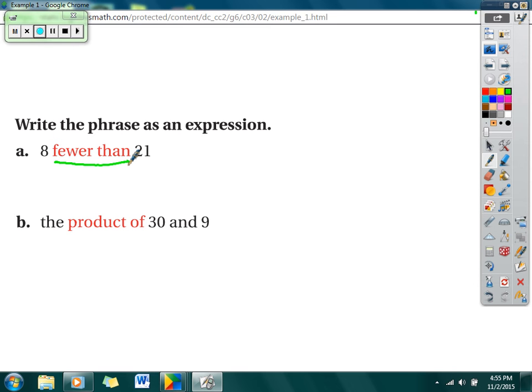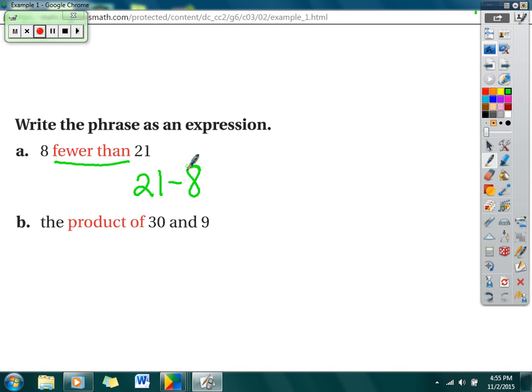So it's 8 fewer than 21. It means I have 21 and I have 8 fewer. So therefore, this one's going to be 21 minus 8, okay? Many times students get this one mixed up because they think 8 minus 21 because that's the way it's read, but it's really fewer than 21, okay?